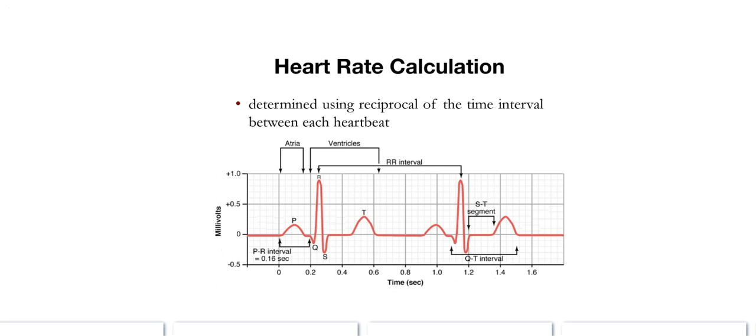How would you figure out beats per minute? You have to convert seconds to minutes, right? So what you end up with is 1 beat per 0.8 seconds, and then you would multiply that by 60. So you'd end up with about 75 beats.